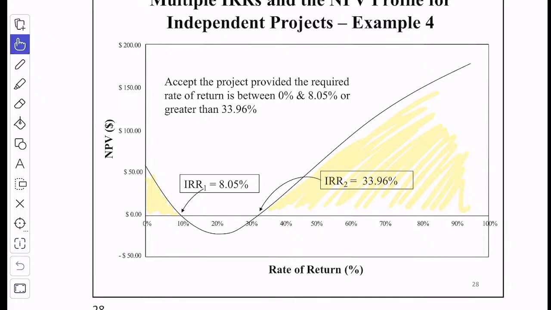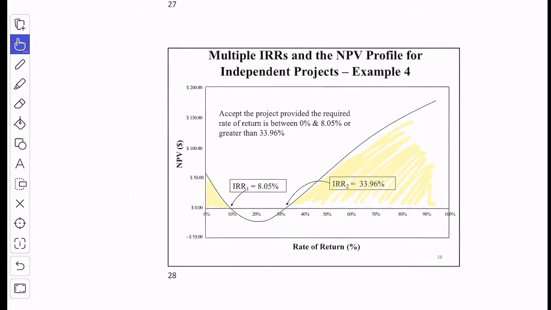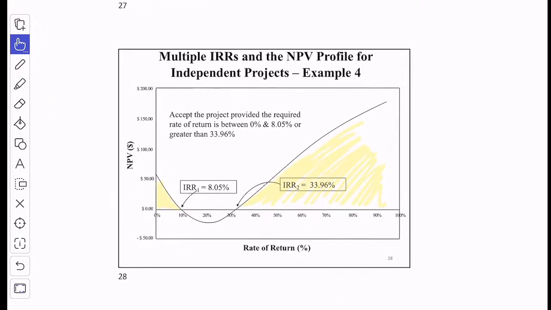All right, so it's just a blur of calculations. The calculations become simple, but don't lose the point of what we're doing. The calculations help you develop or draw or visualize the NPV profile so you can make your decision.